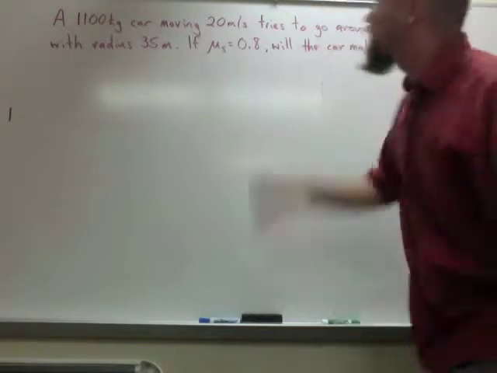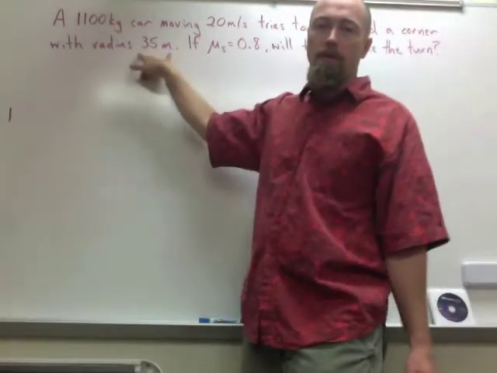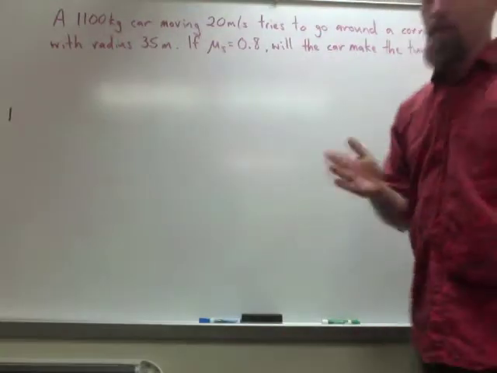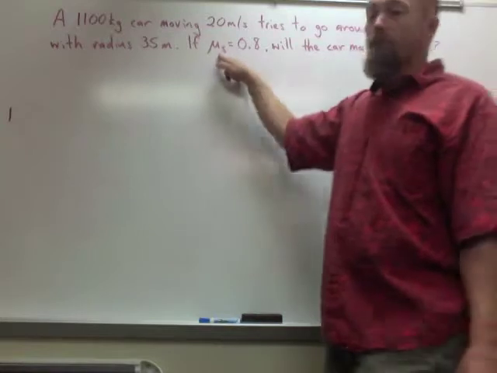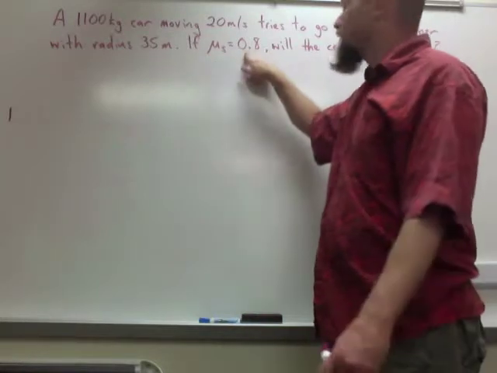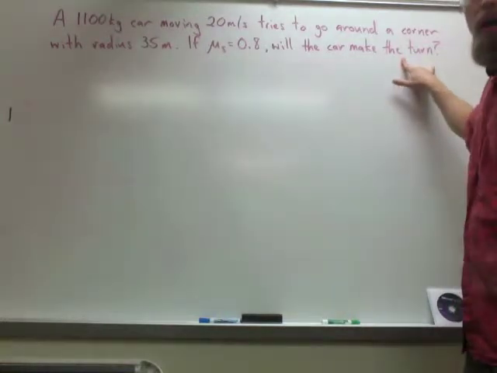Another circular motion problem. We have a car traveling 20 meters per second. It's trying to go around a corner with a radius of 35 meters. And you might think, well, that's big. But if you think about going around a turn, you want a big radius. If the coefficient of static friction is 0.8, will the car make the turn? And how do you know?